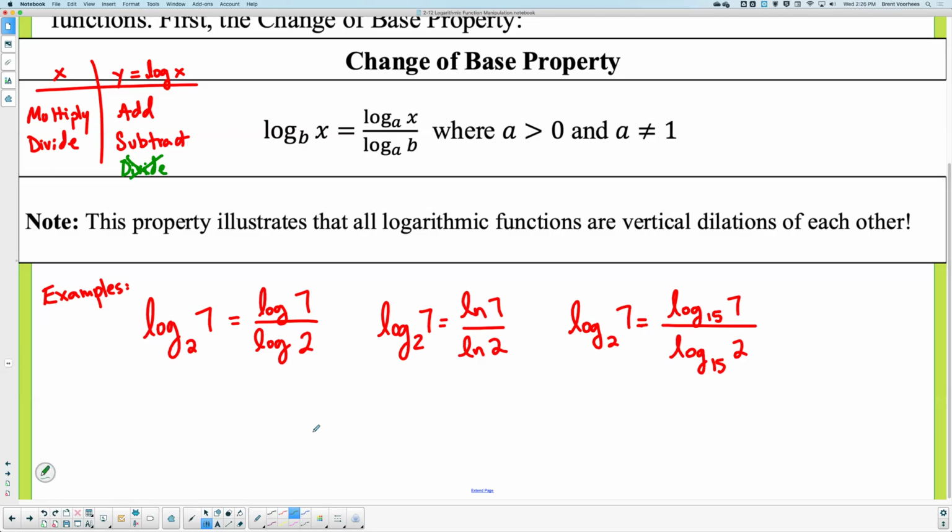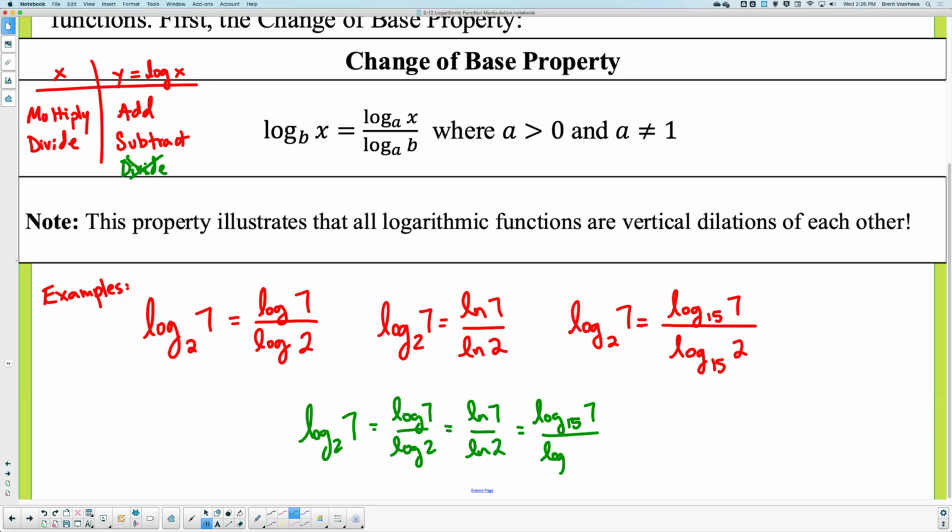Does the base matter? No. So if I wanted to, I could have just written this out as one log and just kept writing it over and over. Log 7 over log 2, which is equal to natural log of 7 over the natural log of 2. Can I change my base as many times as I want? You bet. You can keep changing your base. You can change it to whatever you want. All that matters is that the original base is the denominator, the dividing log, and the original number is the log in the numerator. That's all that matters. You could keep coming up with as many as you want. Here's one. I'm going to do a 2.